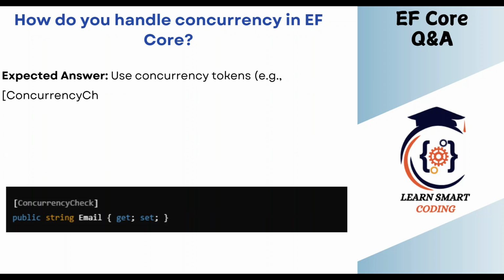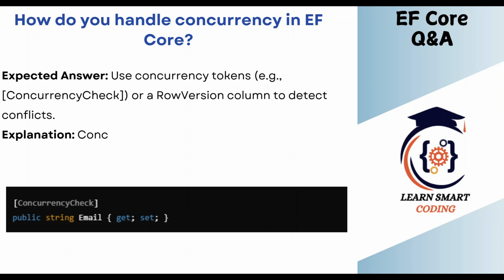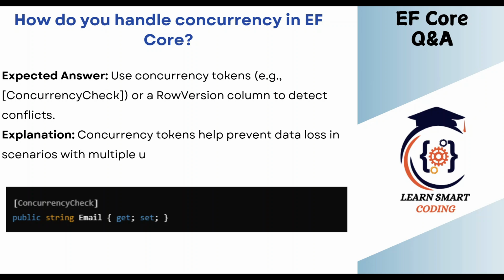How do you handle concurrency in EF Core? See, concurrency in EF Core, first you need to know what concurrency is. If more than one person is trying to update a given table's record at the same time, that's called concurrency. Or even delete it, whatever it is. Delete or update at the same time is called concurrency. So to avoid that, you can use the ConcurrencyCheck attribute on top of the property, which will help prevent this kind of scenario.